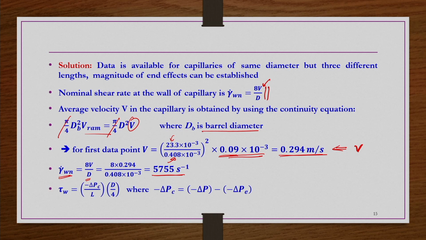All that also we will be doing, and then tau W is nothing but minus delta Pc by L multiplied by D4. Now, we are taking the corrected pressure because we have to find out the entrance effect. If the entrance effect is not there, then for different capillary lengths L1, L2, L3 you may be getting the same pressure drop, but that is not true.